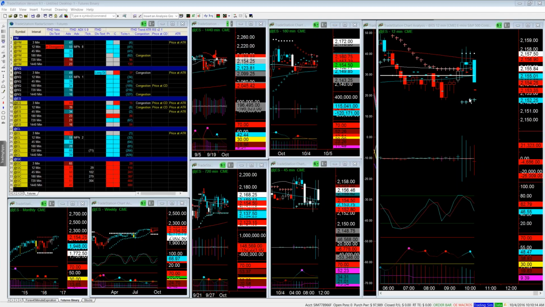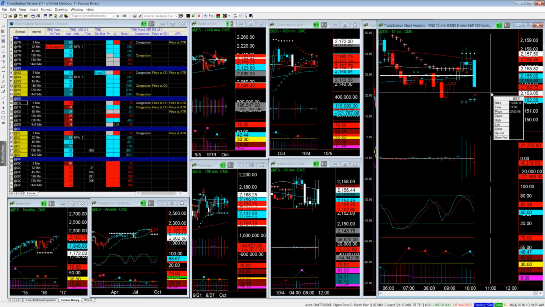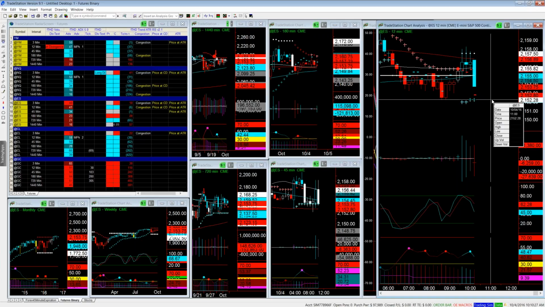It may actually come all the way down to 2152 where this ATR is. Do y'all see that? I wouldn't want to be up at 2157 when the support's not going to be found until 2152.